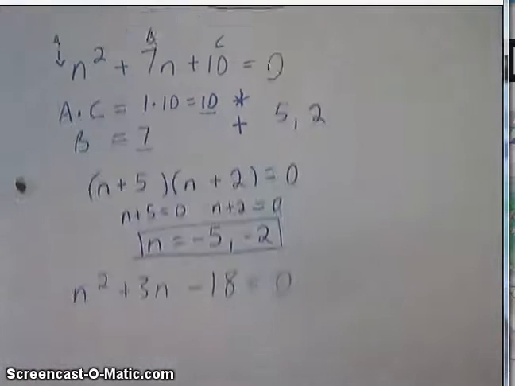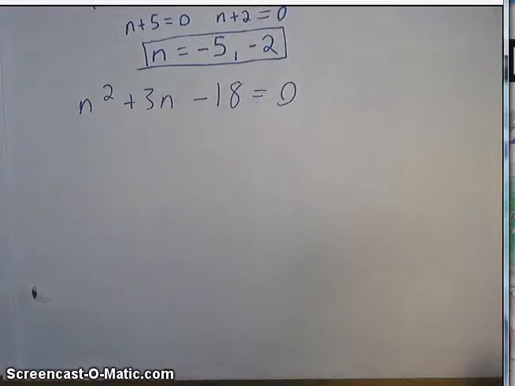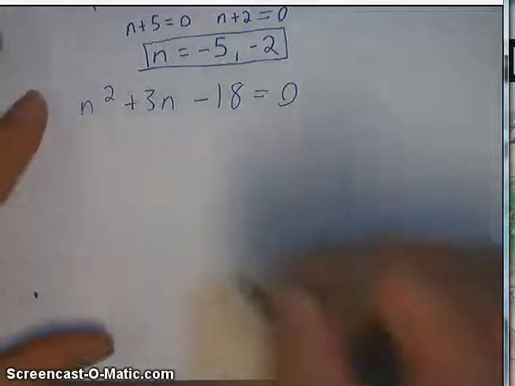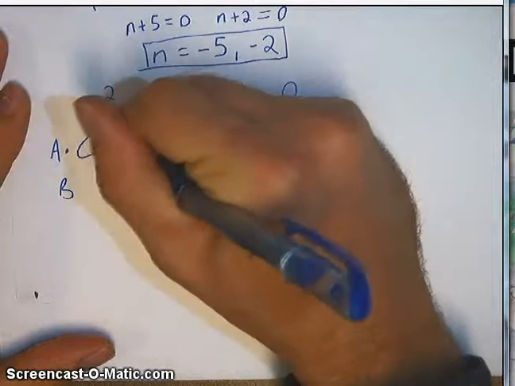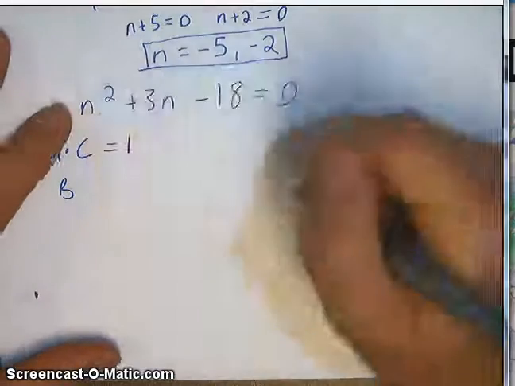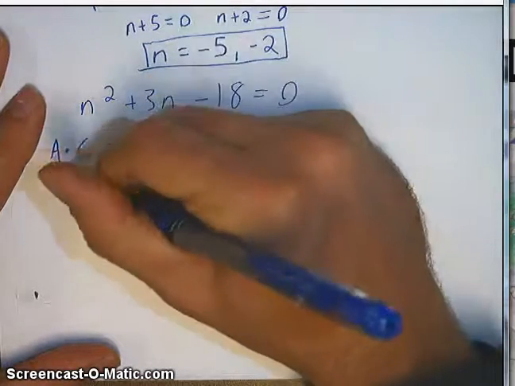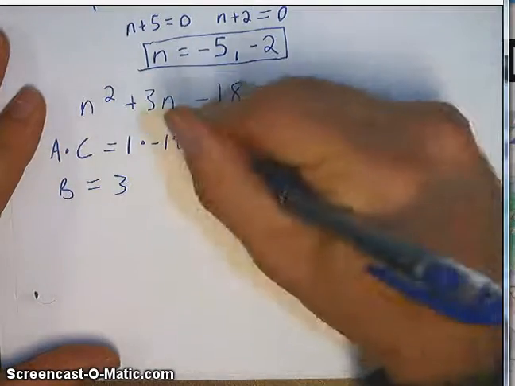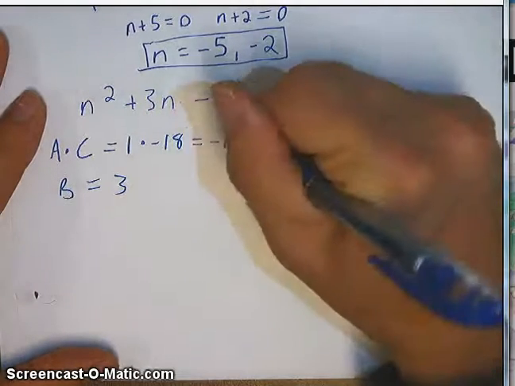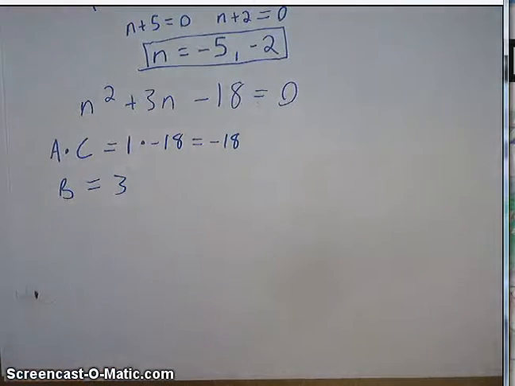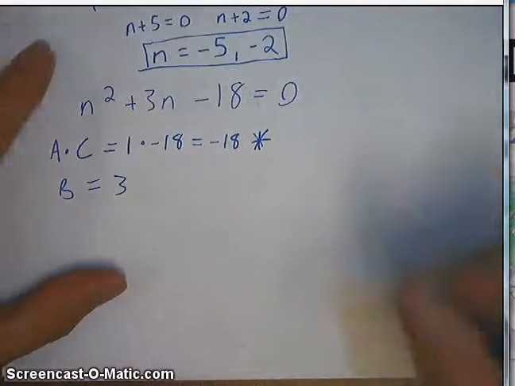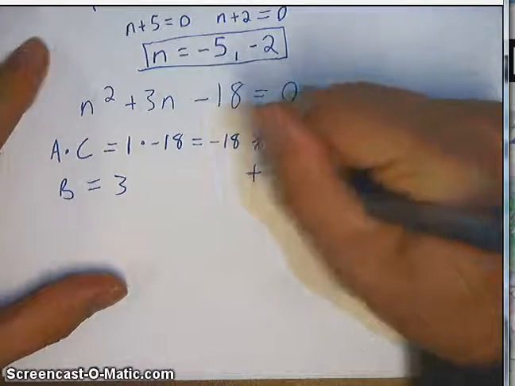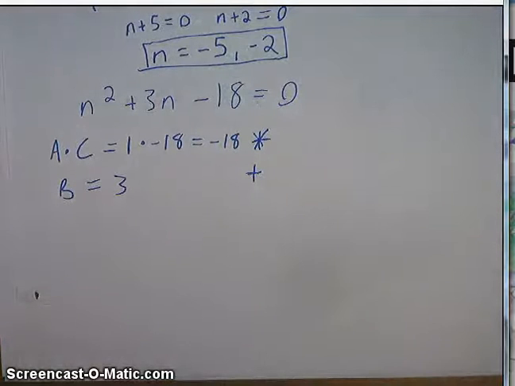So let's do another one like that. n squared plus 3n minus 18 equals 0. We want to know a times c and b. A times c in this case will be 1 times negative 18, and my b is positive 3. 1 times negative 18 is negative 18, and 3, of course, is just 3. So I want two numbers that multiply to negative 18, but add to positive 3.